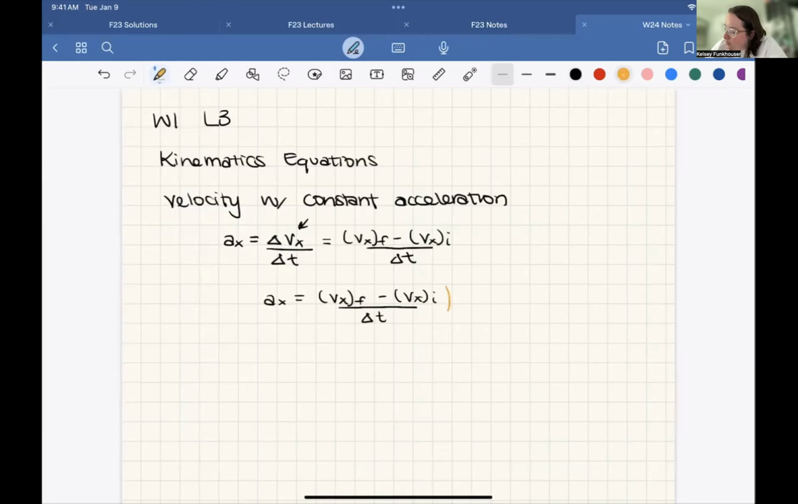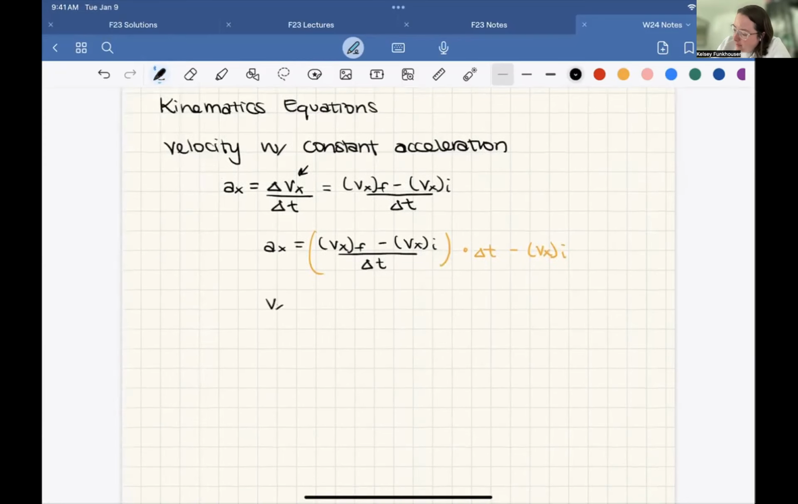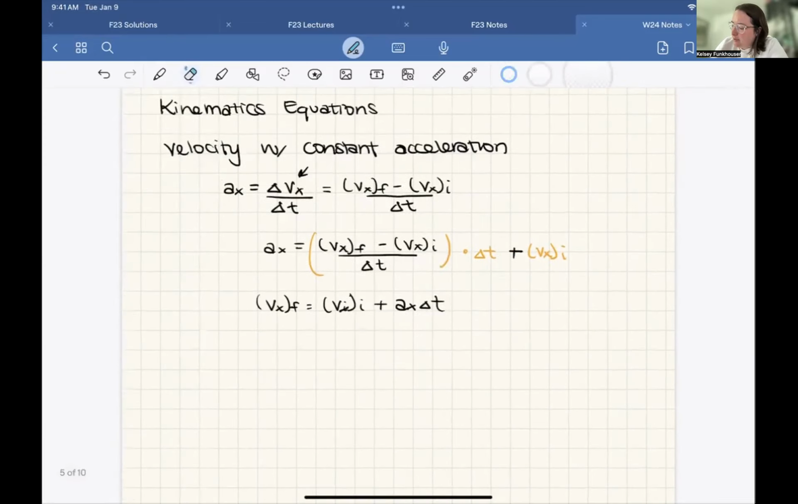And then we're going to multiply both sides by the time interval and subtract the initial velocity from both sides. And this is going to result in velocity final equals velocity initial. Sorry, we're going to add it to both sides because it's negative. Velocity initial plus the acceleration times the time interval. So this is velocity with constant acceleration.